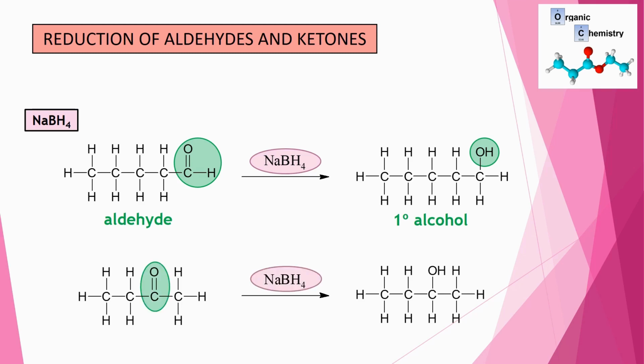We can turn a ketone back into a secondary alcohol, but this sodium borohydride will not work with the carboxylic acid. We cannot turn a carboxylic acid back into an aldehyde using this reagent. We can only go back from an aldehyde to a primary alcohol or a ketone to a secondary alcohol.